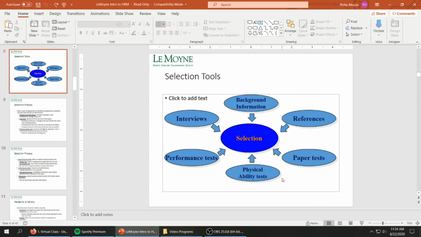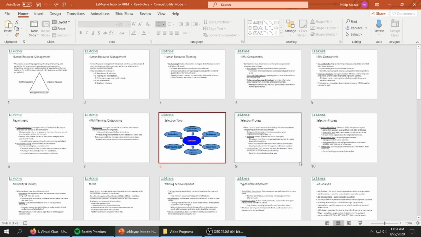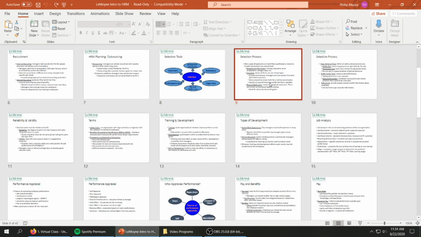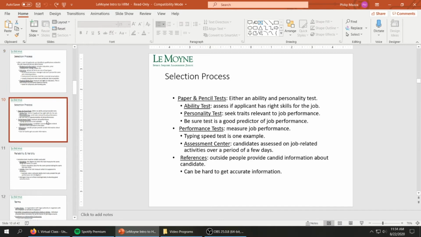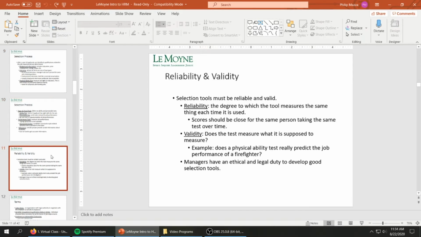If HR ever uses assessments, and usually they will use third-party vendor assessments, they'll purchase assessments from another company. Again, a good HR professional will make sure that they have the validation studies for review. Selection process. The selection process, again, we talked about it: background information, interview, physical ability test, some more assessments, and again, reliability and validity of the assessment is very, very critical.